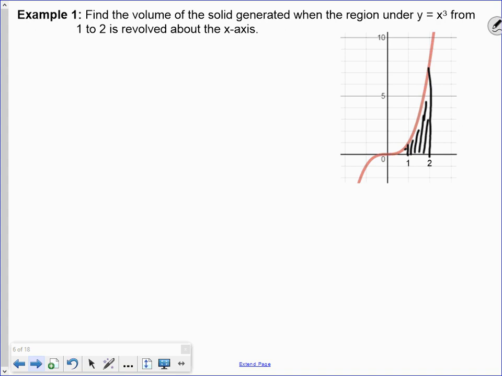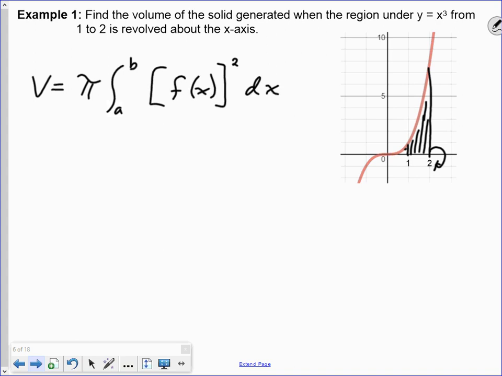And we imagine revolving it around the x-axis. So the formula that we developed on the previous page was pi, integral from a to b. Pi can come out of the integral because it's just a constant. Our function, f of x squared, and we're integrating over dx. In this case, our region goes from 1 to 2, so those are going to provide the limits of integration. Our function is just the function x cubed. We have to square it, and we integrate over dx.